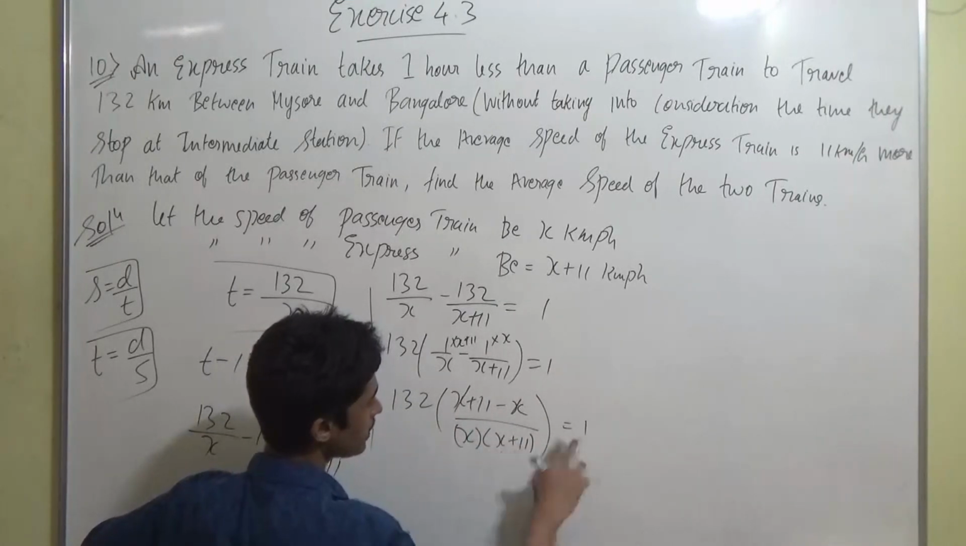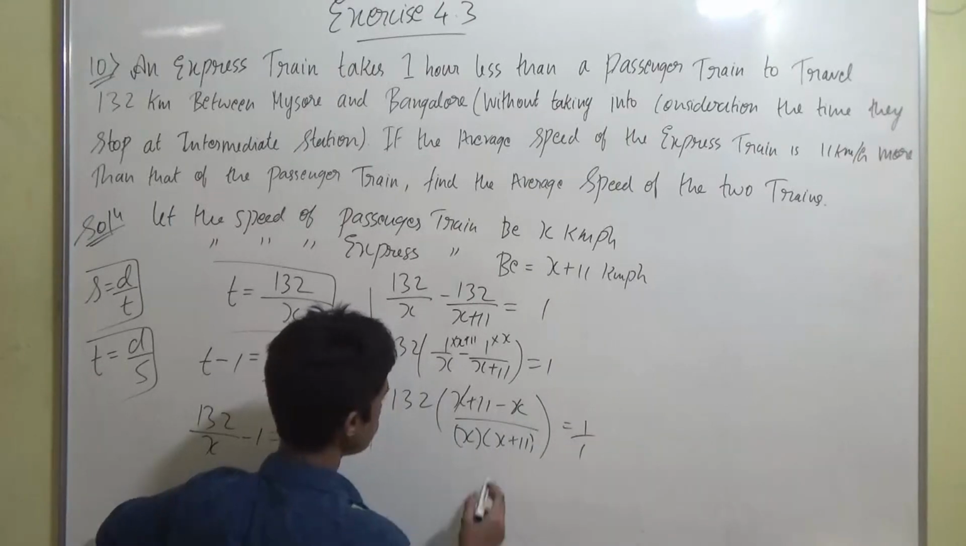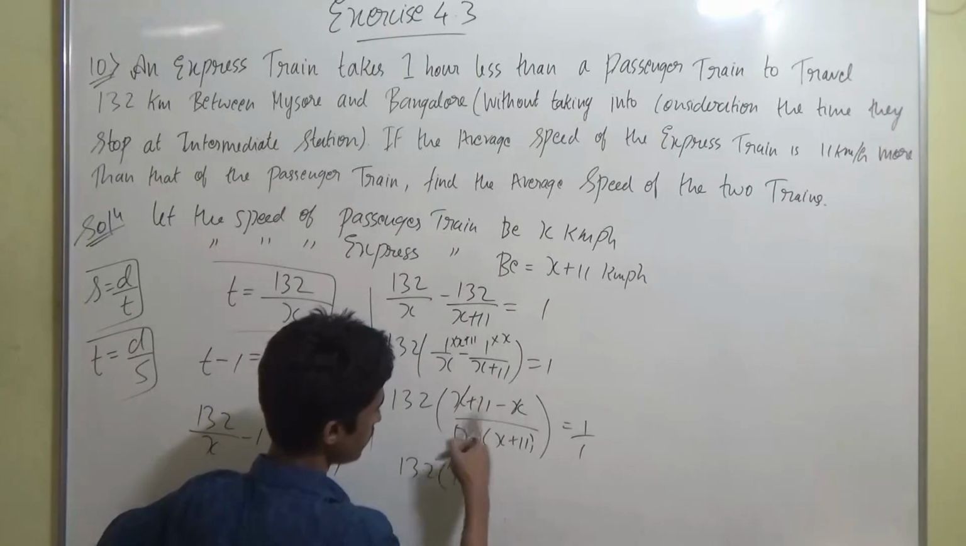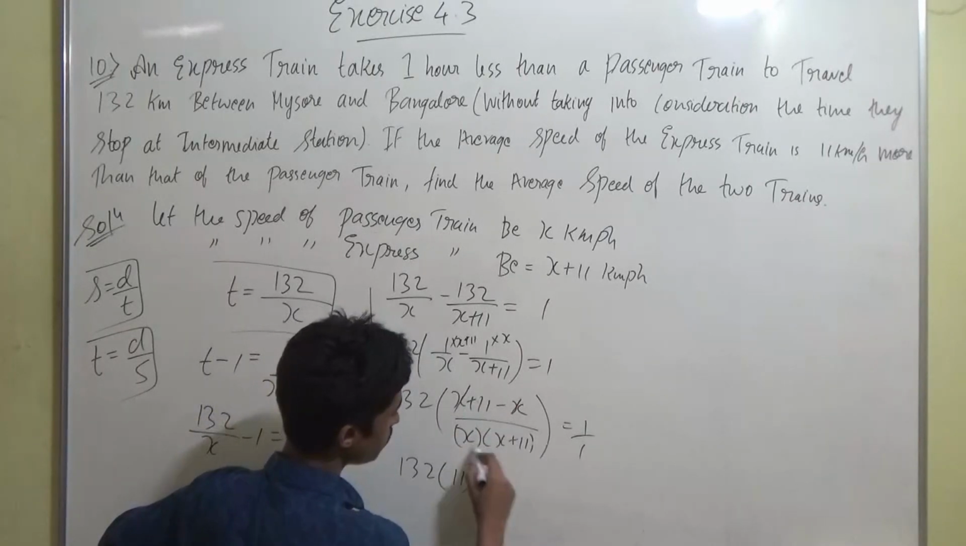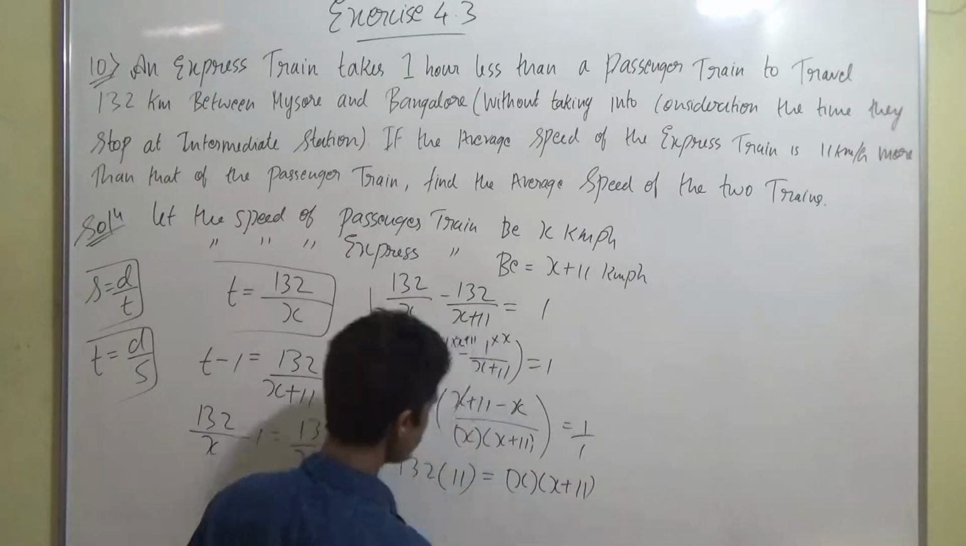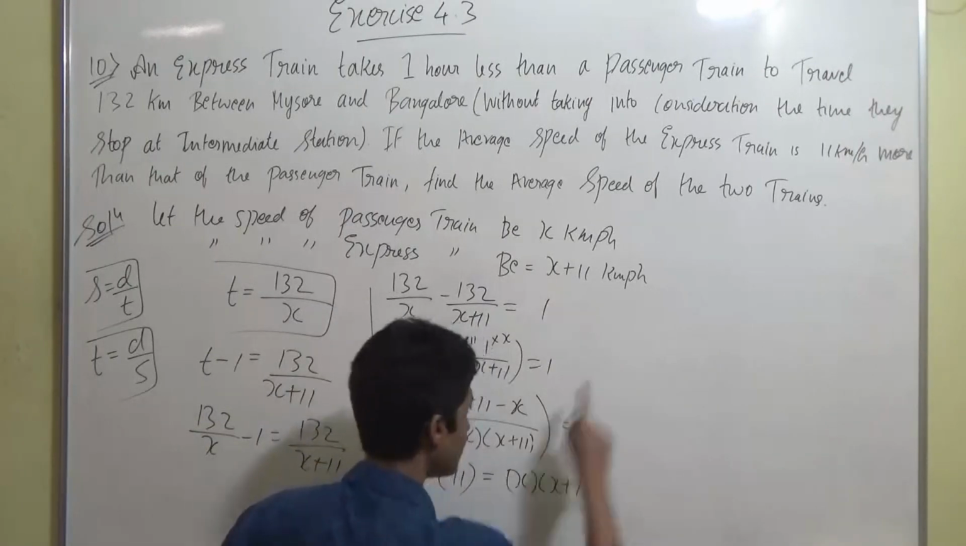Now I'll take this x into x plus 11 and cross multiply it. Getting it? When I cross multiply, this will go up to the other side. So it will become 132 into 11 left out here in the numerator, equals x into x plus 11. Correct? Now I'll write this equation here.